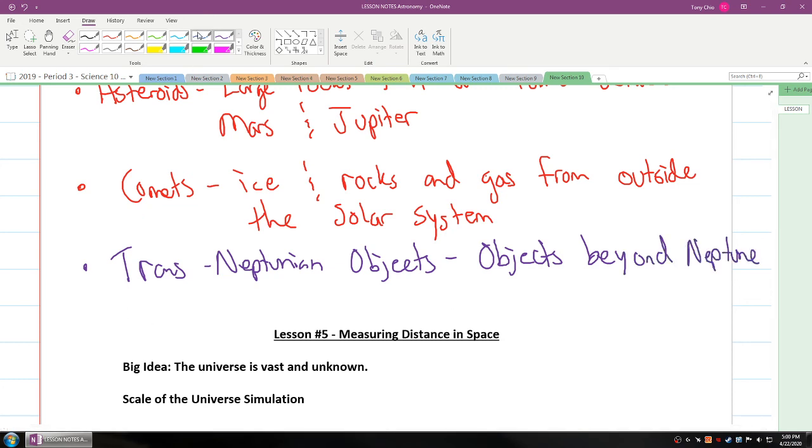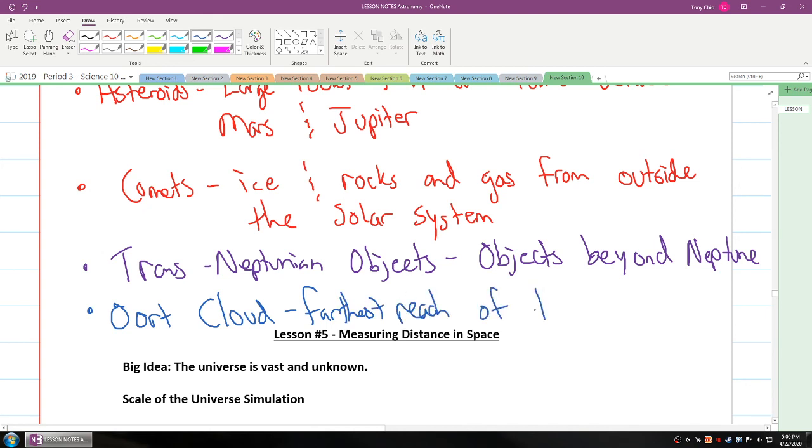And then last but not least, we have the Oort cloud. The Oort cloud is the farthest reaches of the sun's gravity. It's approximately 50,000 to 100,000 astronomical units away.